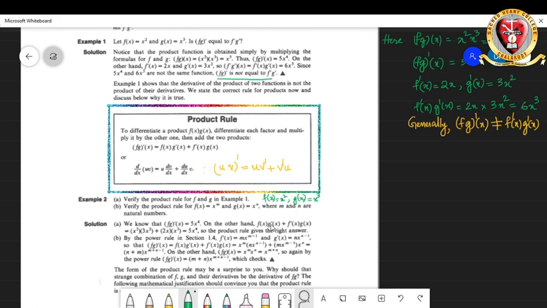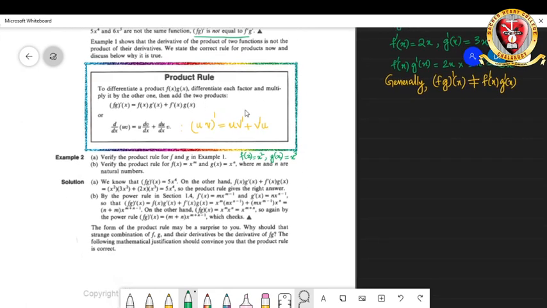So you are finding the right hand side of the product rule. So in the solution, we know that we have to verify the product rule. So we have to find the LHS, right? You have to find the LHS. You have to find the RHS. In order to verify, you have to find the LHS, you have to find the RHS, and then you have to say that LHS is equal to RHS. That is how you verify an equation.